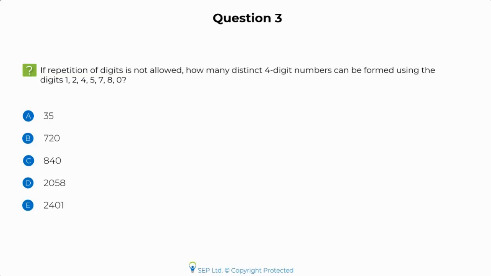As I said, we are going to look at the logical explanation of it first. If repetition of digits is not allowed, so we already know that repetition of digits is not allowed, that's a good thing. So, without repetition, how many distinct 4-digit numbers can be formed using the digits 1, 2, 4, 5, 7, 8, and 0? This time I have more digits to place. I have all these numbers with me, and I have to create a 4-digit number.